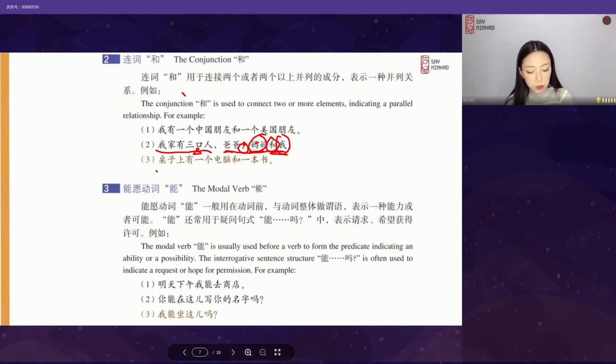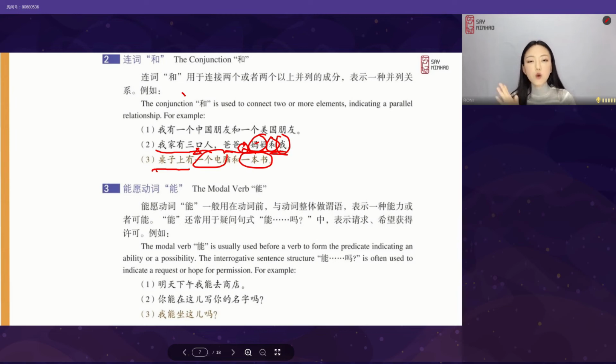Next one, last example. 桌子上有一个电脑和一本书。This sentence is from our text. 一个电脑, one computer and a book. And pay attention to this part. Although 和 means and, the usage of it is not the same as the English and. In English, and can be used to connect two sentences, but 和 cannot. 和 can only be used to connect two words, two elements, two phrases, not sentences.